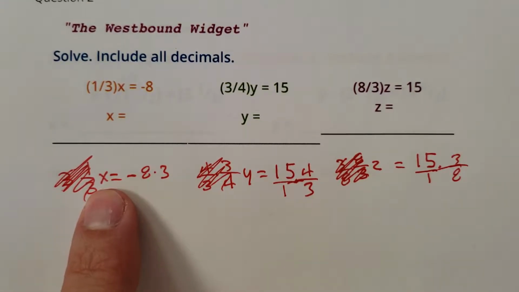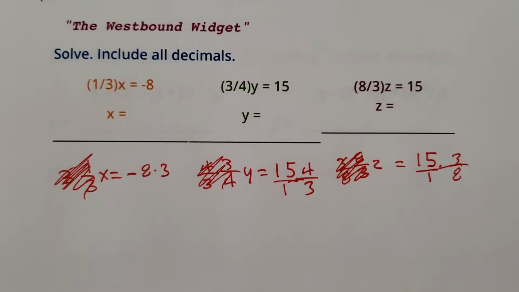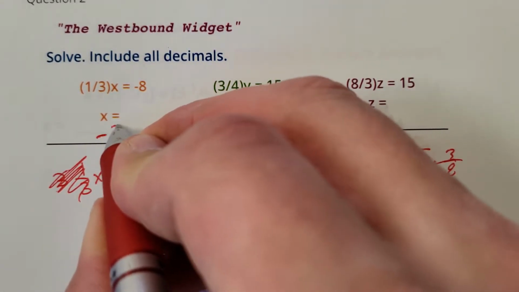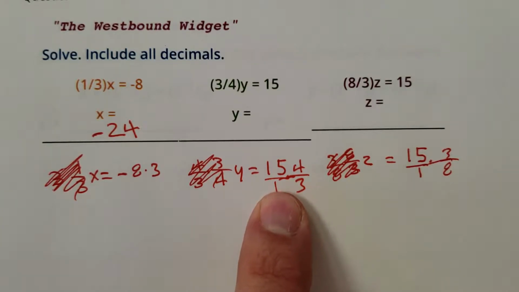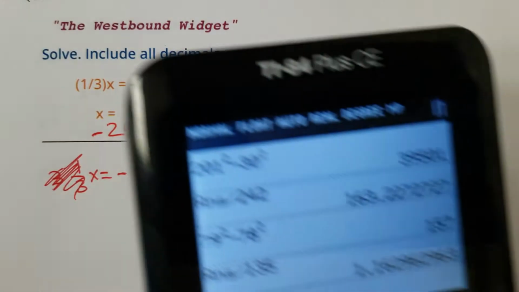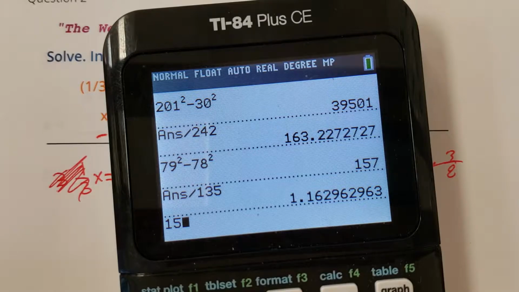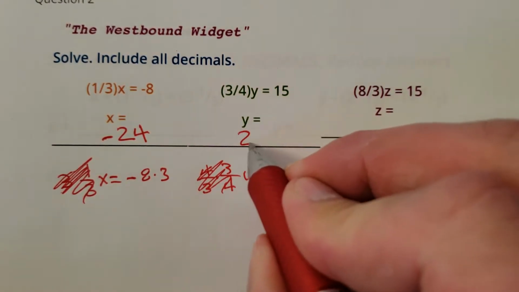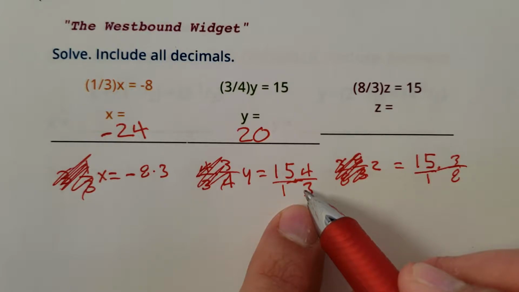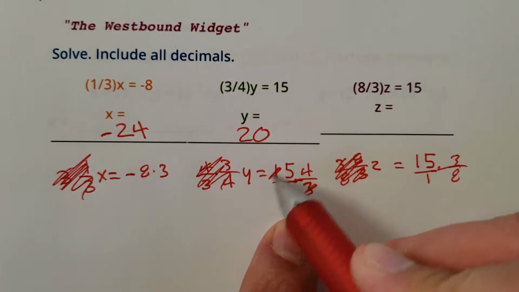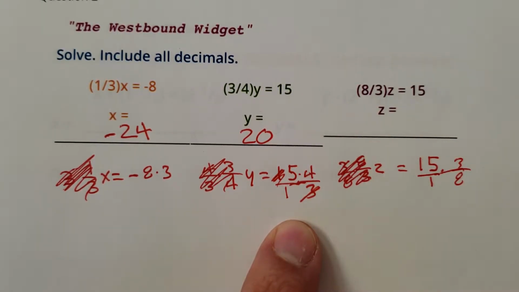So x is going to be a -8 times 3. I think that's going to be a -24. Okay, cool. 15 times 4/3. Let's see what y is. Here we go. 15 times 4/3. Hey, it's 20. Okay, good. Should have done that in my head. Okay. 15 divided by 3. 15 over 3 is a 5. So the 3s would have canceled. 5 times 4, 20. Here you go.